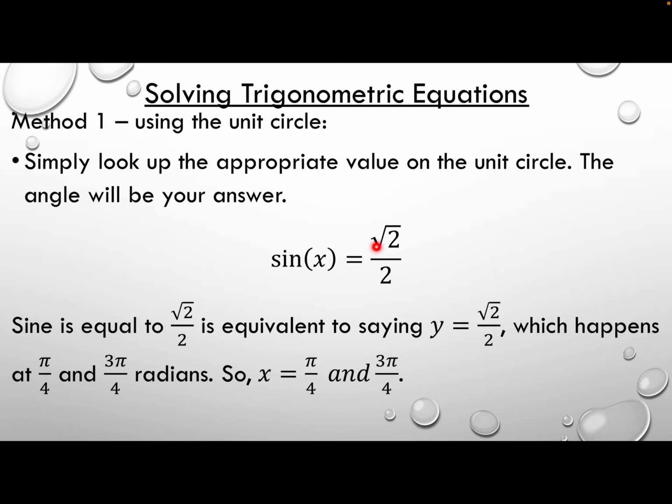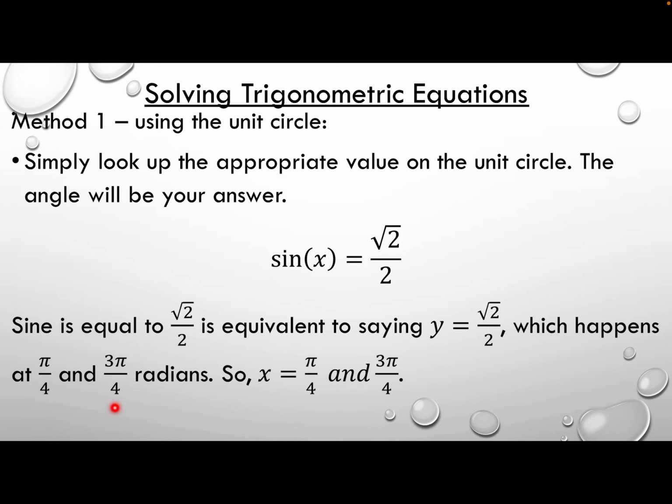Sine of x is equal to radical 2 over 2. Well, sine equal to radical 2 over 2 is equivalent to saying y is equal to radical 2 over 2, correct? Because sine is equal to the y value of the point on the unit circle. So you look at your unit circle, and you want to look at the points where the y value is square root of 2 over 2. Well, that happens at two angle measures, pi over 4 and 3 pi over 4 radians.